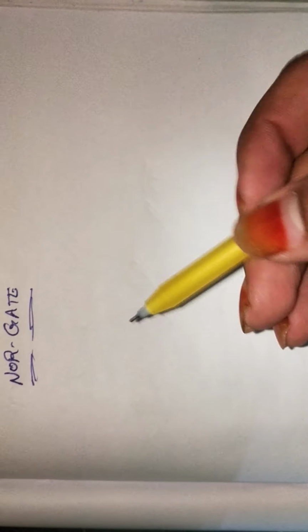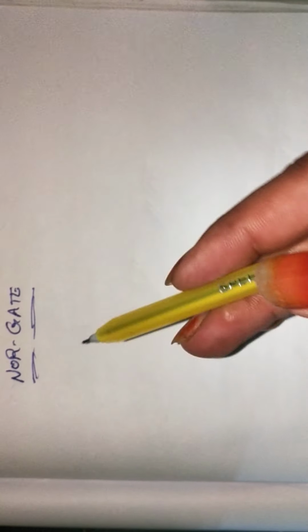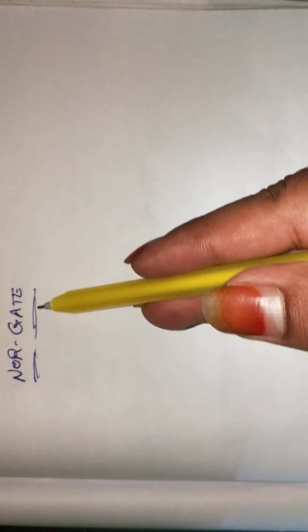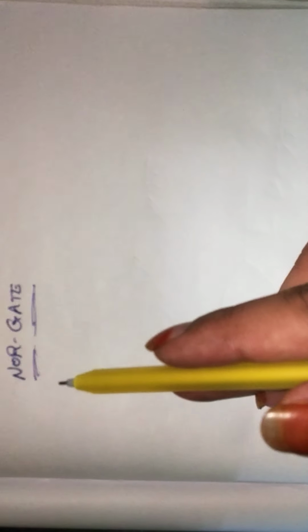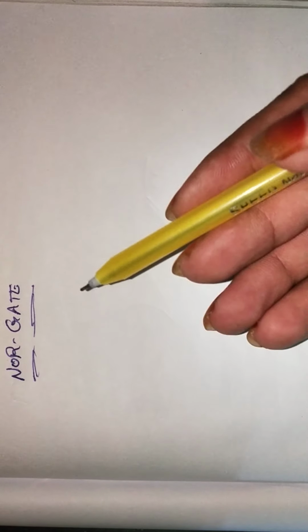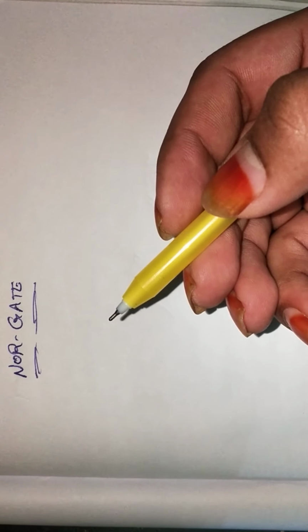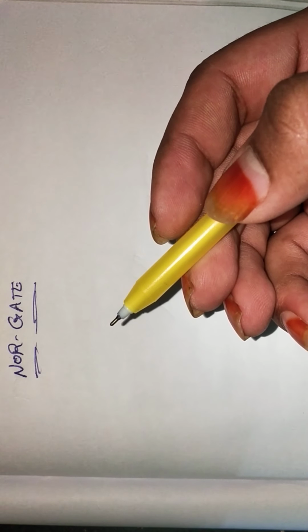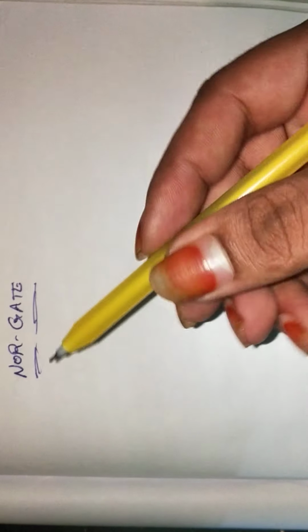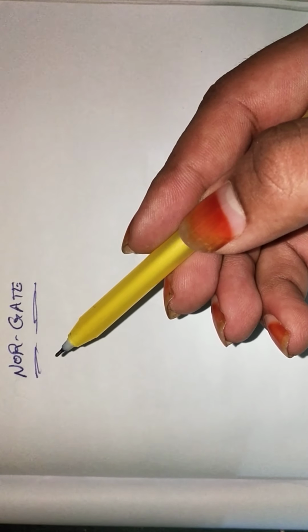Today we will discuss the NOR gate. The NOR gate is one of the universal gates. It can be defined as the addition of complement. That means the NOR gate is the NOT OR gate. In the OR gate it is defined as the general addition, but the NOR gate can be defined as the addition of complement.